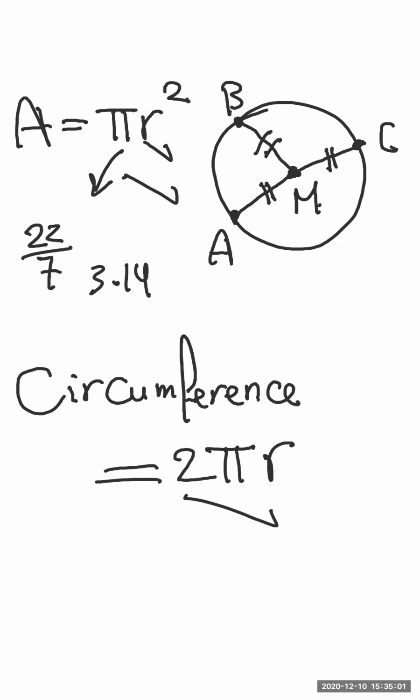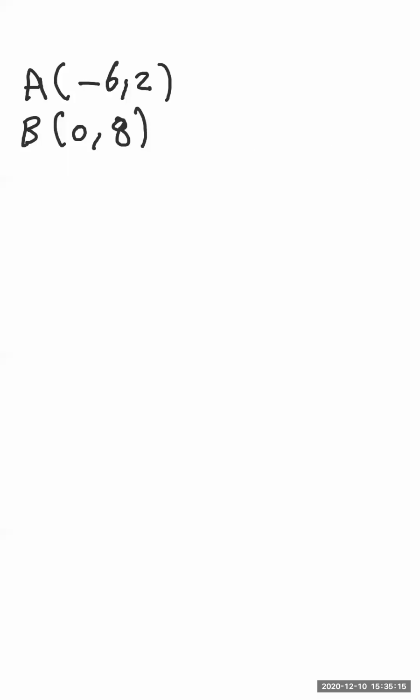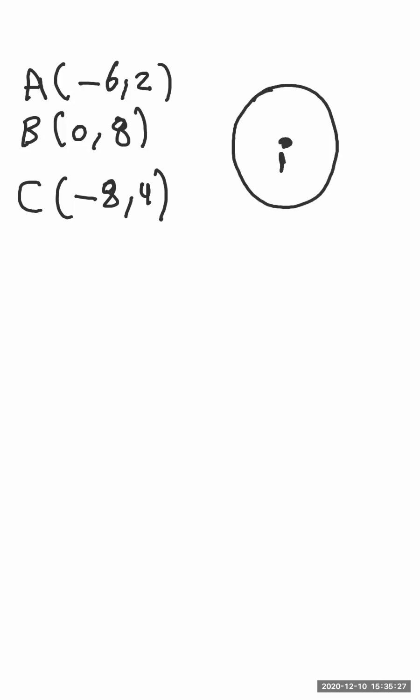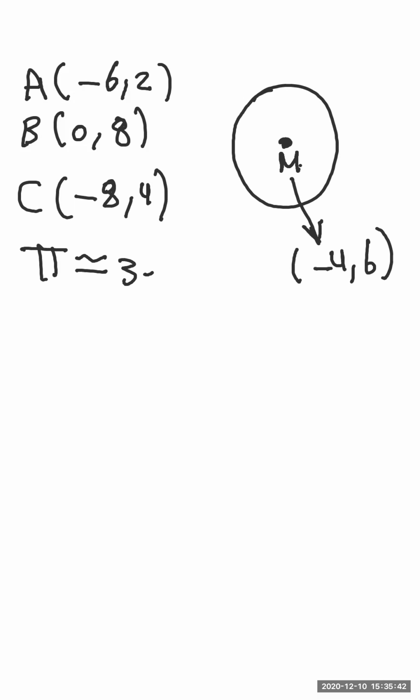Okay? Okay, so let's solve one question. Prove that the points A (negative 6, 2), B (0, 8), C (negative 8, 4) lie on the same circle whose center is M. Circle like this, and there is M here. And this point M is (negative 4, 6). And find the area, where pi approximately equals 3.14.